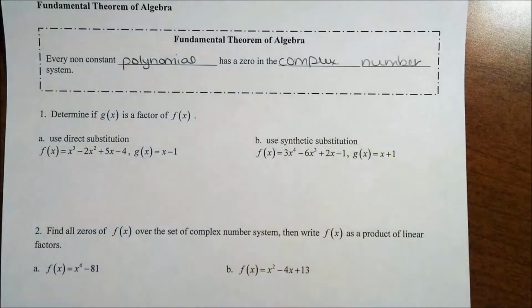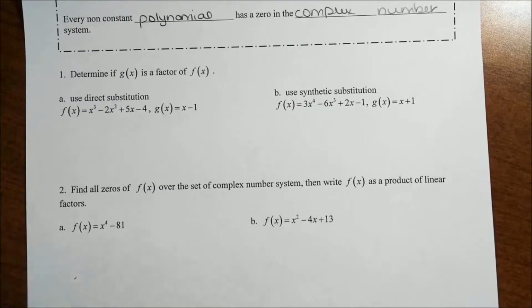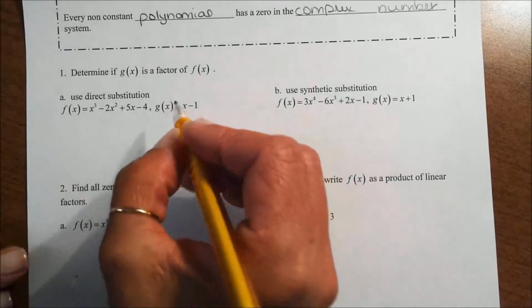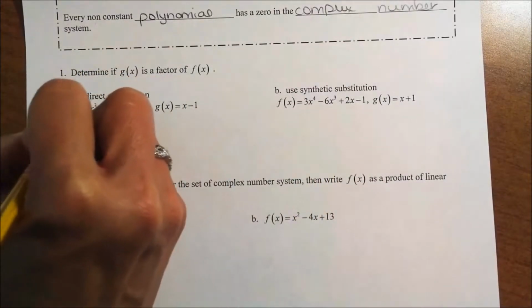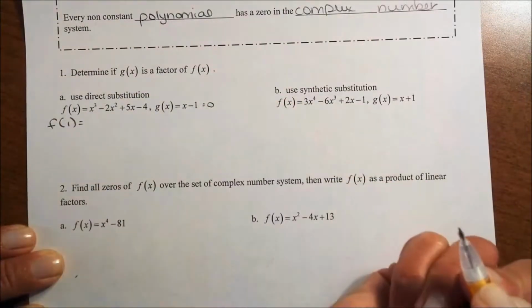Okay? And basically, what you want to do, just like we talked about before, it was in 7.3, we want to use direct substitution and synthetic substitution to determine if g of x is a factor of f of x. Remember, we're looking for either a remainder or a solution of 0. So, if we want to use direct substitution, we're actually going to evaluate f of 1. We set x minus 1 equal to 0, and we solve for x.